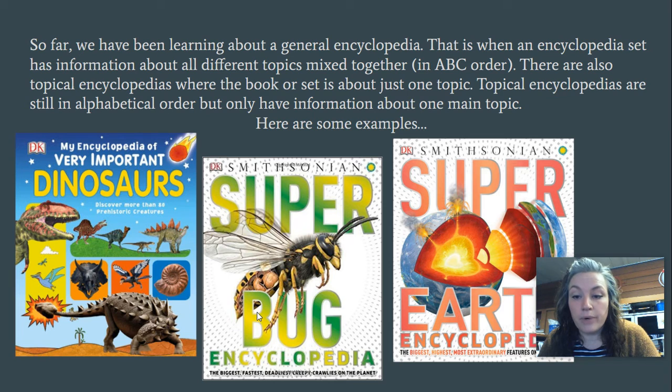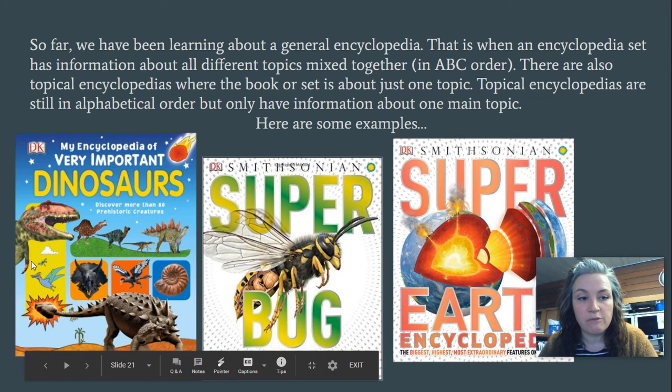So those are all of our practice questions today, but I did want to show you that so far we've been learning about what's called a general encyclopedia, which means that each topic is all in the same set of books. But there are some different types of encyclopedias. You may be more familiar with these, which are called topical encyclopedias. And what that means is that the whole book is about only one topic instead of having lots of different topics inside of it. So I showed you some examples.